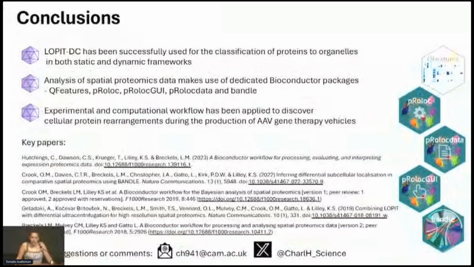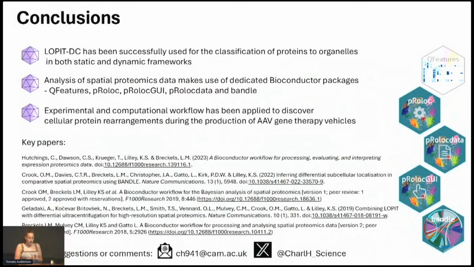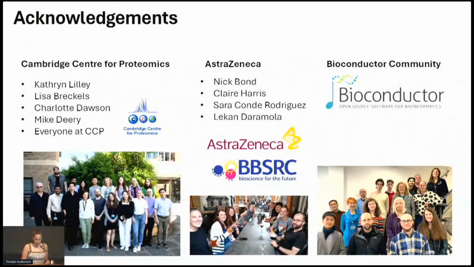Hopefully that's just an introduction to how we are using subcellular spatial proteomics. LOPIT-DC can characterize the localization of a protein, both in a static sense and in a dynamic framework. We've developed analysis pipelines for this. We also have several F1000 articles to walk everyone through the process of doing this. We use QFeatures as the structure for our pre-processing, then pRoloc and BANDLE. And in my PhD, I've been using this to try and work out what's happening inside those AAV-producing HEK293 cells. So with that, I want to thank everyone back in Cambridge and my AstraZeneca colleagues, as well as Bioconductor, for giving me the platform to speak today.